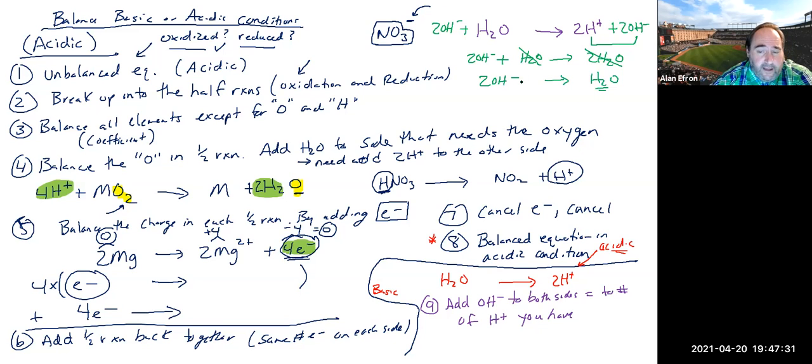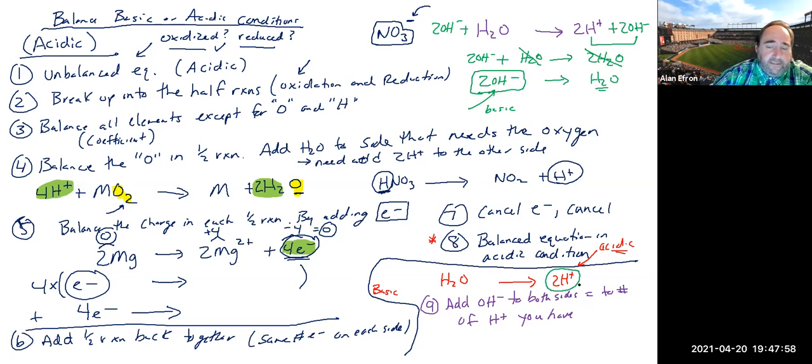At this point, obviously you would have a lot more stuff in the equation. At this point, it would then be balanced in basic conditions. How do I know it's balanced in basic conditions? Well, bases involve OH minus. So that tells me I am balanced in basic conditions rather than where it was at the end of step 8 with H plus there, which tells me I was balanced in acidic conditions.